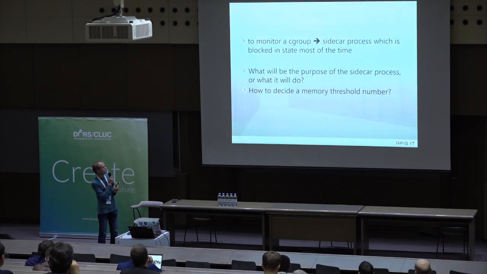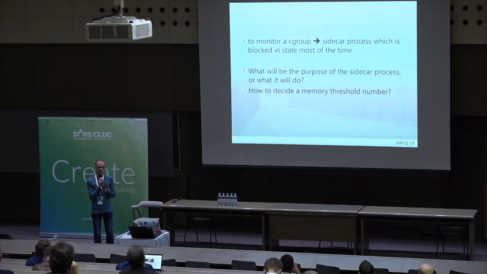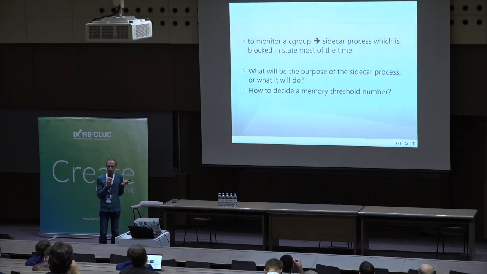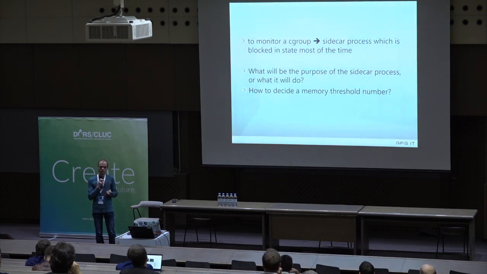So, to monitor a cgroup, we need a sidecar process, which is mostly in the blocked state most of the time, but that doesn't concern us because it doesn't add overhead to our system. But there is a question of how to set up the threshold and what will be the purpose of that sidecar process. That sidecar process was notified that the threshold has been passed. But should we kill the whole cgroup, or what should we do? That is actually quite a hard question, because we can kill it, but what if that problem happens again?